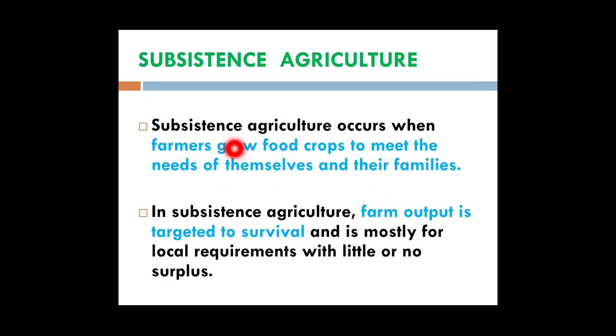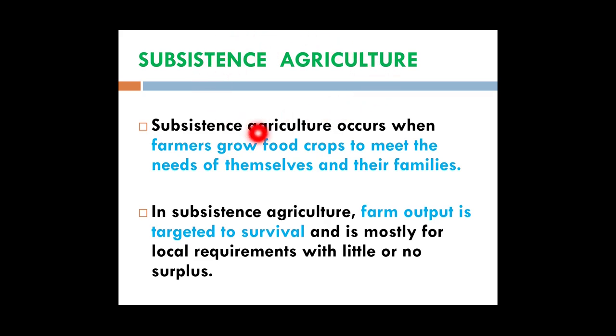Now next in the list is subsistence agriculture. Let us learn about it. Subsistence agriculture occurs when farmers grow food crops to meet the needs of their family. So here in subsistence agriculture, the farmer's motive is not profit, but his motive is to feed himself and his family. This is the main purpose of subsistence agriculture.